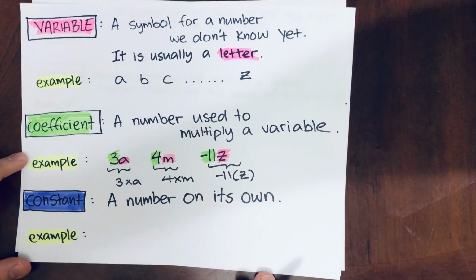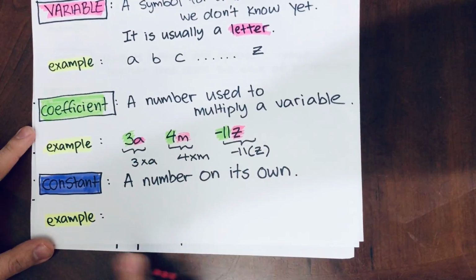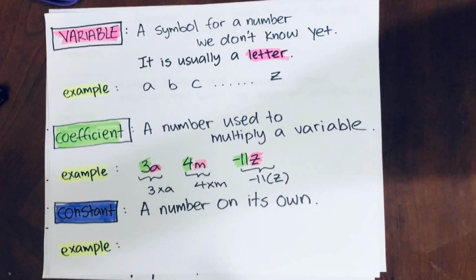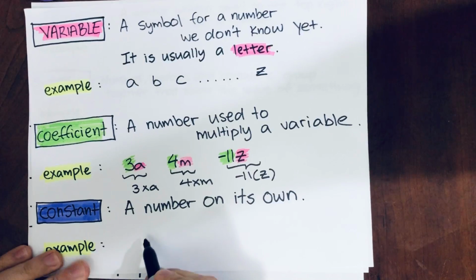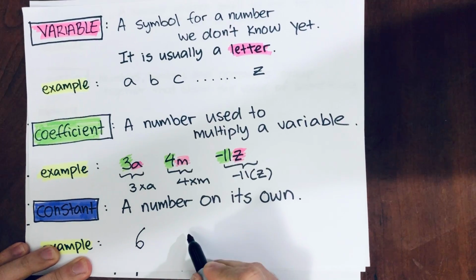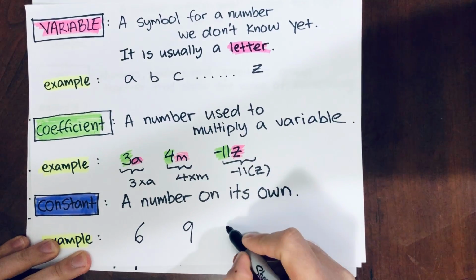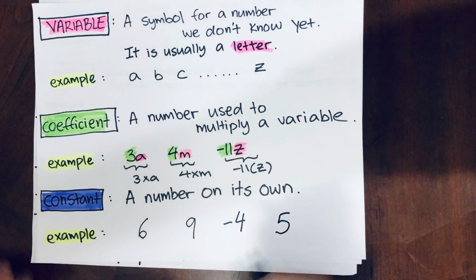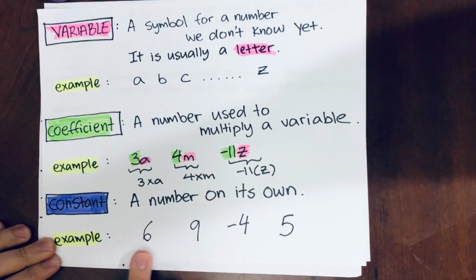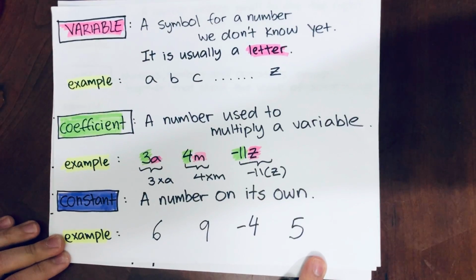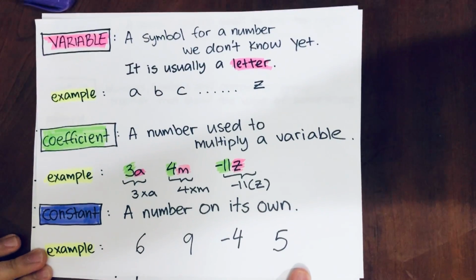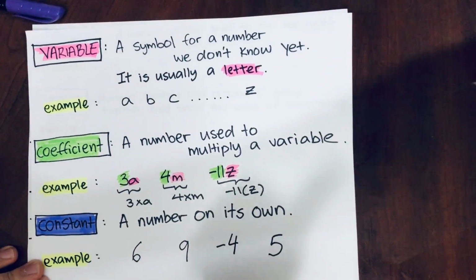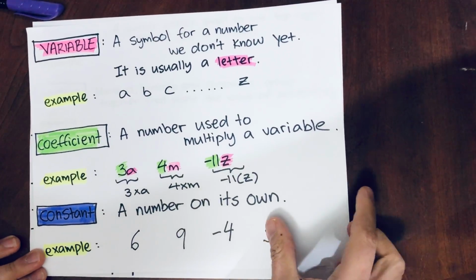Okay? Now, the next one is a constant. A constant is a number on its own. So an example would be the number 6, the number 9, the number negative 4, the number 5, okay? These are just numbers or integers that are on their own. There is no variable next to it. Are we good? All right.